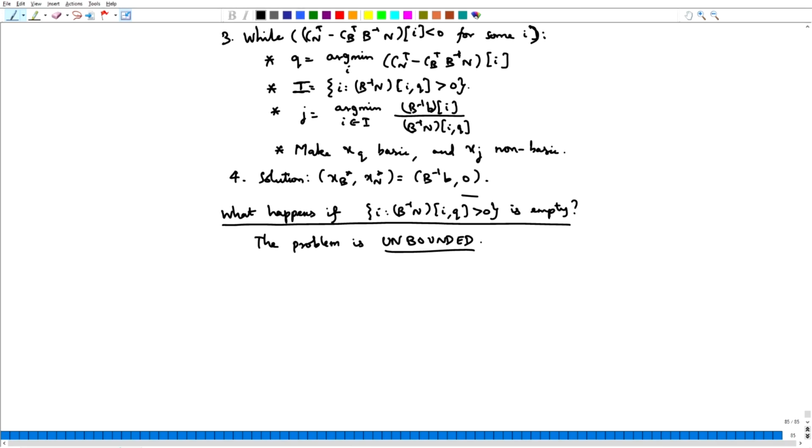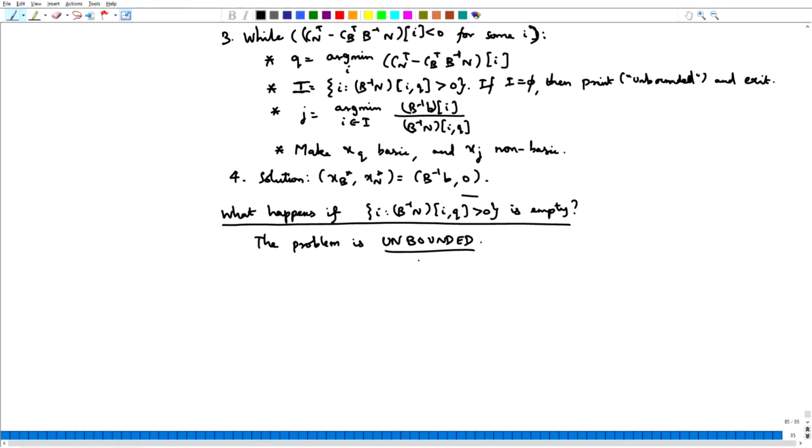So, that is also something that needs to be added in the algorithm. We have to say that if I is empty, then in this step, we have to print unbounded and exit. Okay. So, this is possibly one step we have to write in between. I will give examples of all such cases.